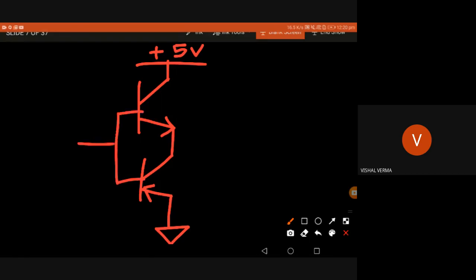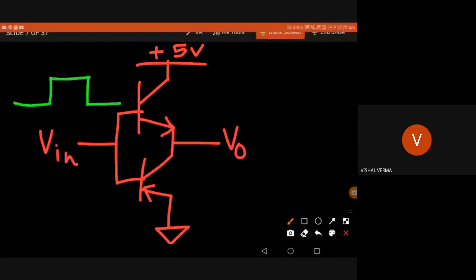Now this I give V input, and I have V output here. So I have a ground here, and my input signal I'm just giving you. This is my input signal. There's a high value Vmax, so you can say plus 5 volt at the top, and a 0 volt base. The same convention you apply.